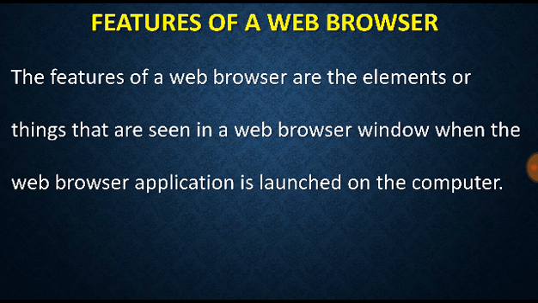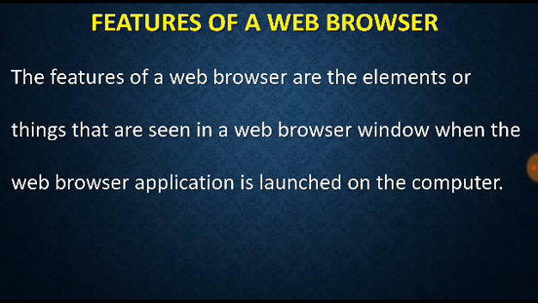We made mention of some of the features of a web browser. We mentioned the title bar, the navigation button, that is the back and the forward button. We mentioned the home button. We mentioned the favorite, the URL box or the address box. We also made mention of the search box. And we said these are some of the features or the elements that can be seen in the web browser when the browser is open or launched.